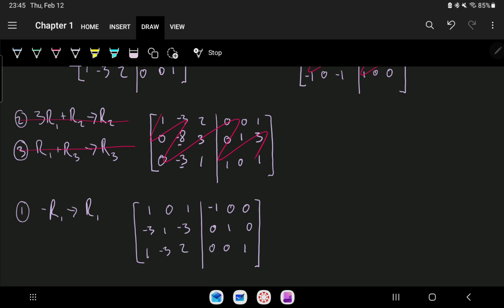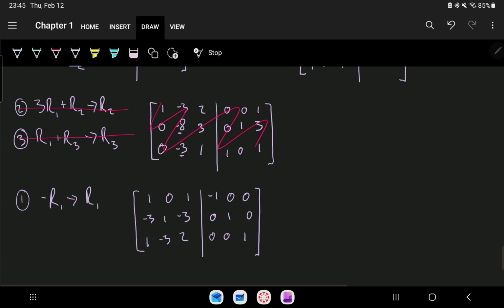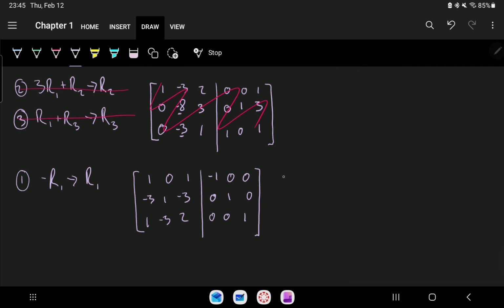All right, so from here, I will be able to pretty clearly clean out these two values. 3 times row 1 plus row 2. So go to row 2. And I'm going to say row 3 minus row 1. It's going to become row 3.